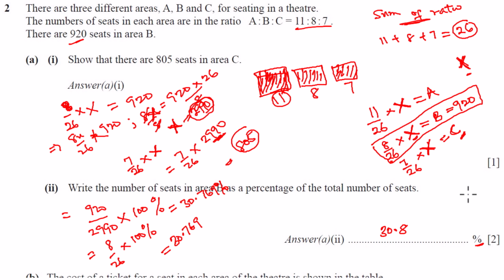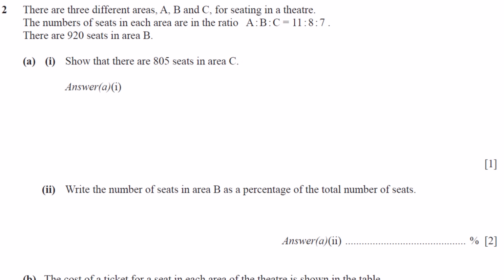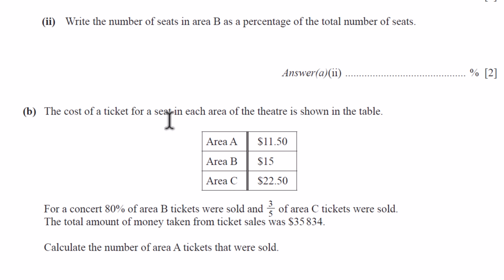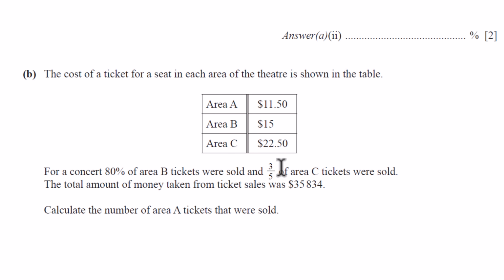Okay, so we can go ahead and move on to the next question, which is 2B. For 2B, we are told that the cost of a ticket for a seat in each area of the theater is arranged as you can see in this table. Now for a concert, 80% of area B were sold, and 3 over 5 of area C tickets were sold. The total amount of money taken from ticket sales was this. Calculate the number of area A tickets that were sold.